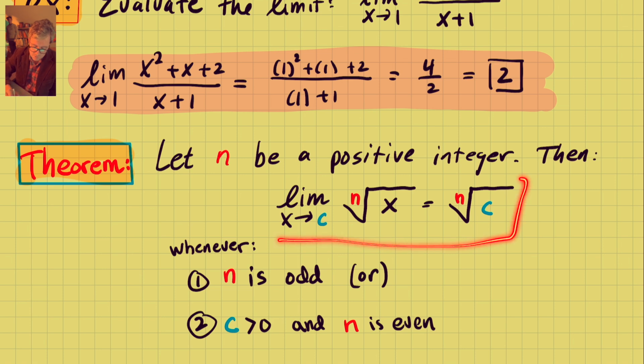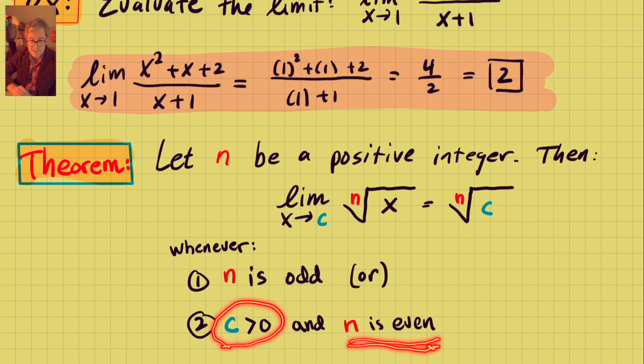So this works for any c only if n is odd. If I'm looking at the cube root of x or the fifth root of x, that's okay. In that case, x can be any real number. But if n is even, like the square root of x, then my c cannot be a negative number. This should be greater than or equal to 0. c cannot be a negative number.